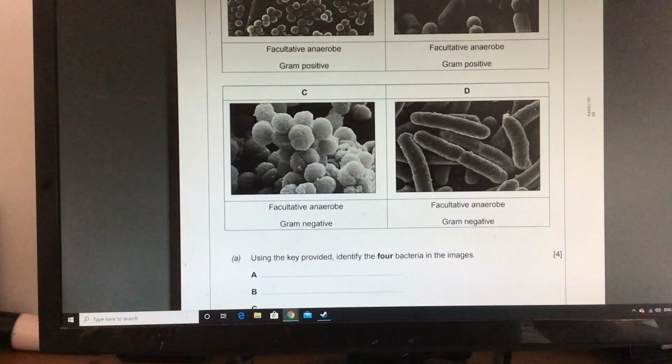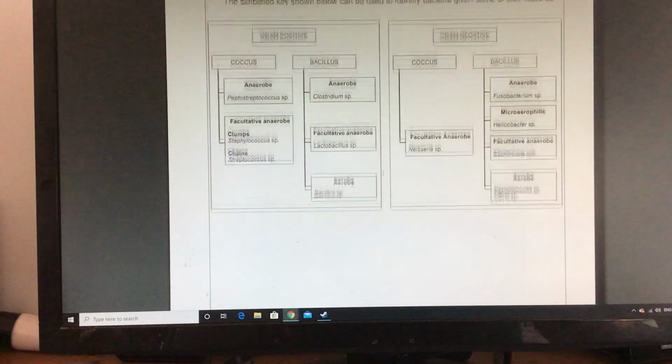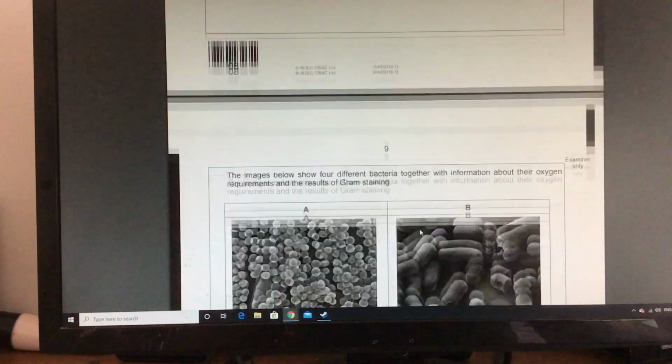Looking at C, spherical, therefore a coccus. It looks lumped rather than distinct chains. Gram-negative and facultative anaerobe again. So let's have a look. Gram-negative, so on the right-hand side, it was a coccus, and you've only got one facultative anaerobe, which means you've got potential gonorrhea or meningitis in the making here.